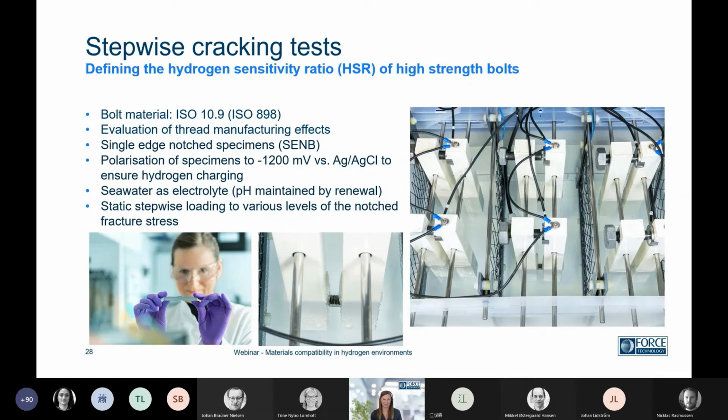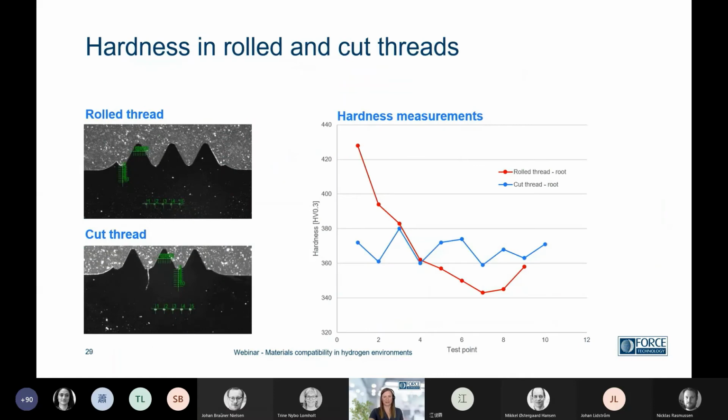Hydrogen is not easy. So I polarized the specimens to minus 1200 millivolts. This is considered overprotection, so trying to get as much hydrogen into the specimens as possible. I just used water as electrolyte, and then it was a static stepwise loading, so increasing the load in steps.